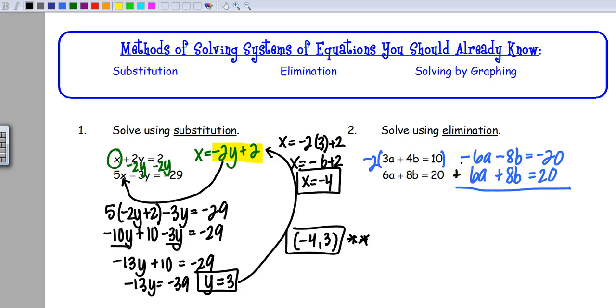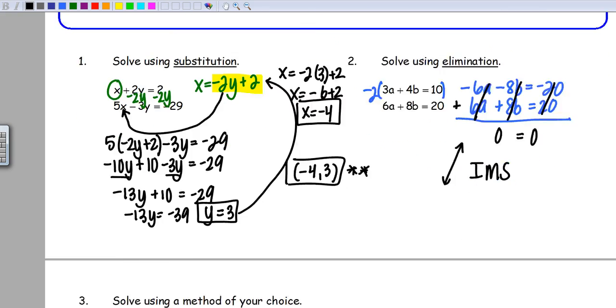Now this is a special case because when we do add them together, everything cancels out. So on this side, you're just left with a 0. And on the right side, you're also left with a 0. This is when you have infinitely many solutions, one line on top of each other. So you can just leave it as IMS. Alright, so now we will go on to the back.